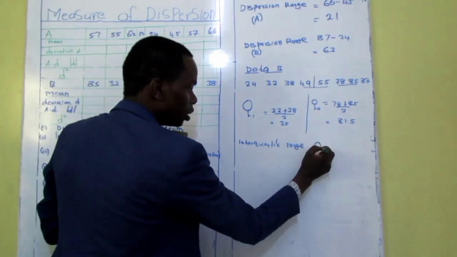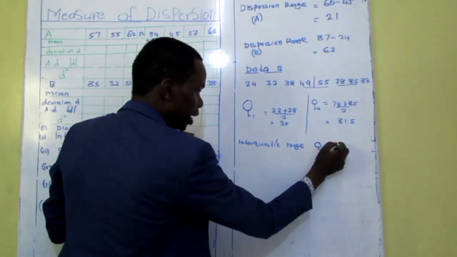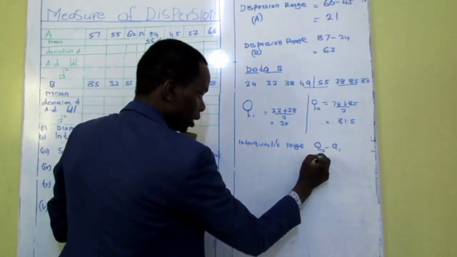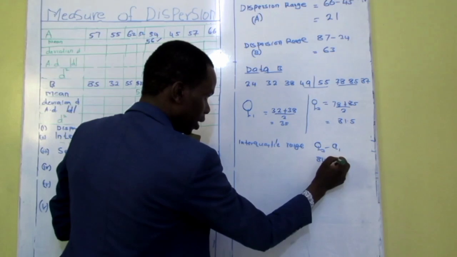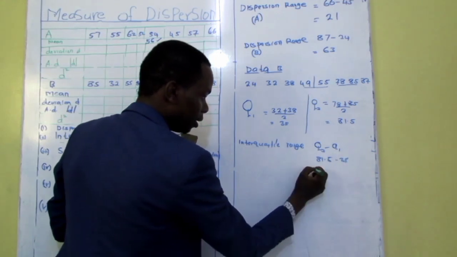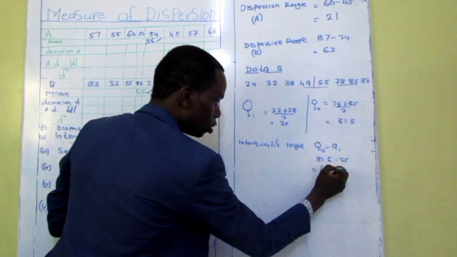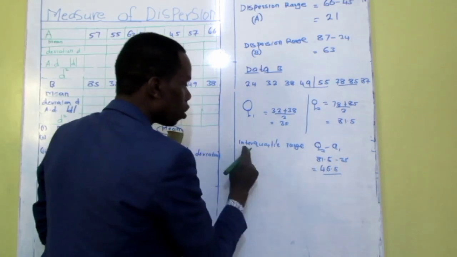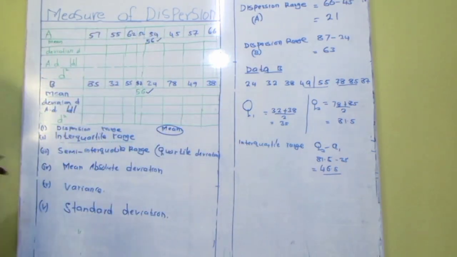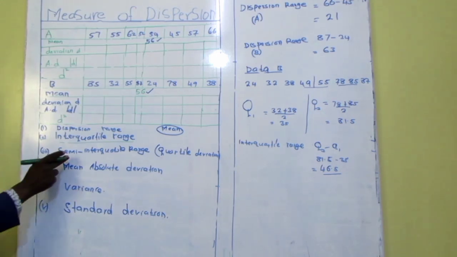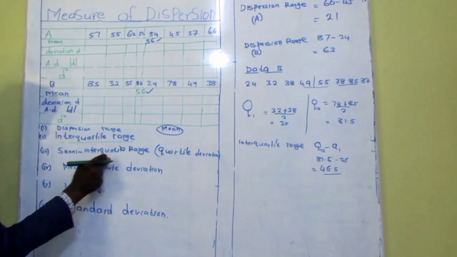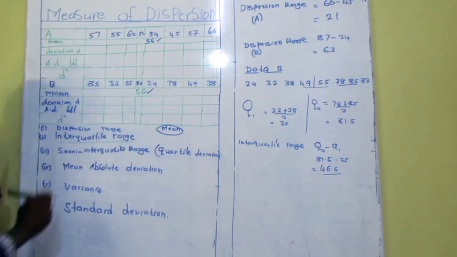Now, if you are going to find what is called interquartile range, the upper quartile Q3 minus Q1. So that is 81.5 minus 35. What's the answer? 46.5. This is how we're going to find what is called interquartile range. Are you getting? But we can continue further and find what is called semi-interquartile range, or what they call quartile deviation.